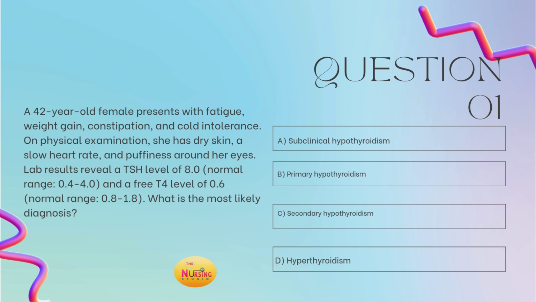All right, so I always recommend reading the stem of the question first, as it allows you to slow down to ensure you're answering what is even being asked of you. So here, the stem of the question states, what is the most likely diagnosis? Y'all know what I say. If it's asking for a diagnosis, you need to run it back and look at the assessment findings. So here it states a 42-year-old female presents with fatigue, weight gain, constipation, and cold intolerance.